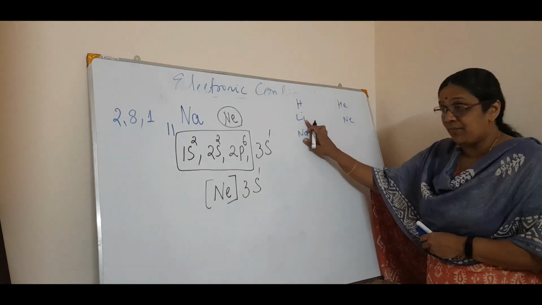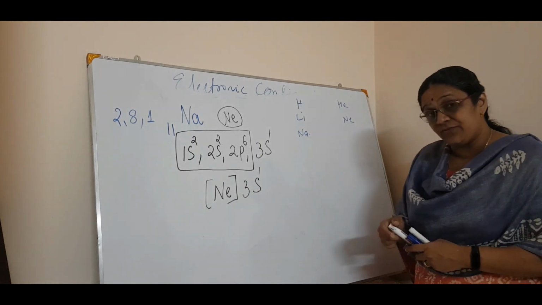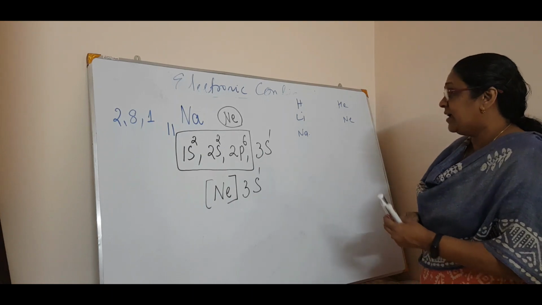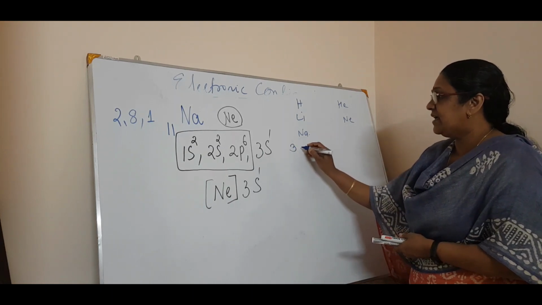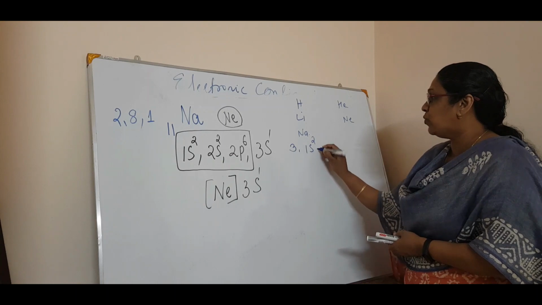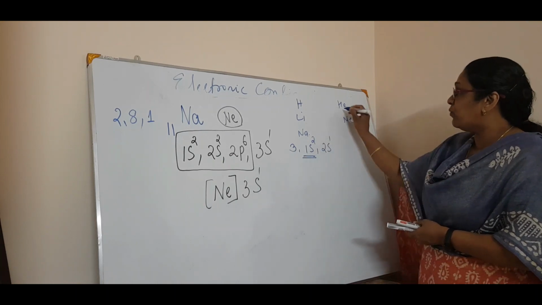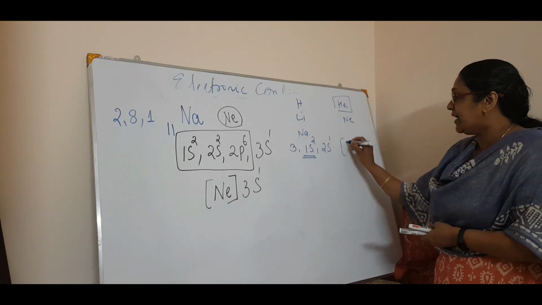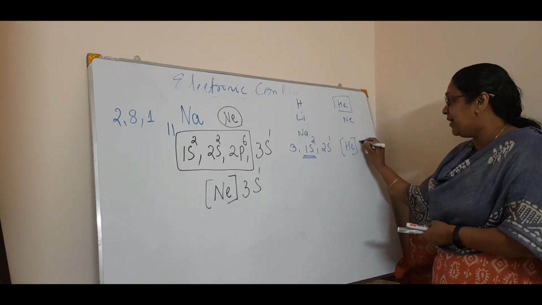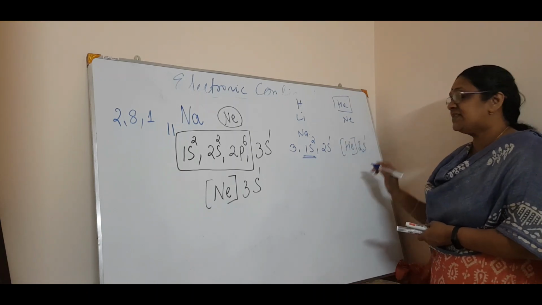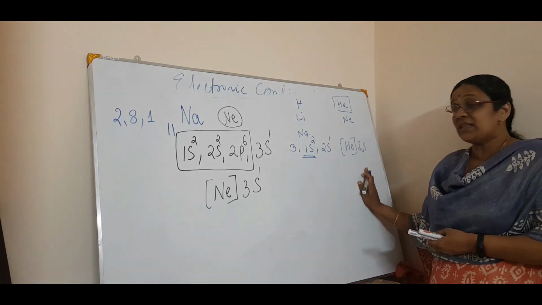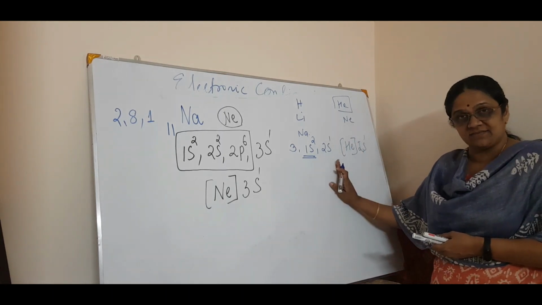If you have lithium, for example, don't get confused. Lithium is 3, isn't it? That is 1s2 and 2s1. What is 1s2? 1s2 is helium. So I can write helium and 2s1. See? So the nearest noble gas.